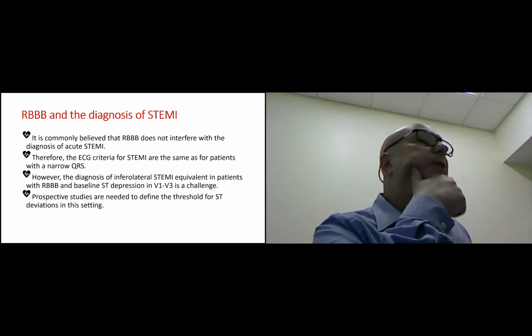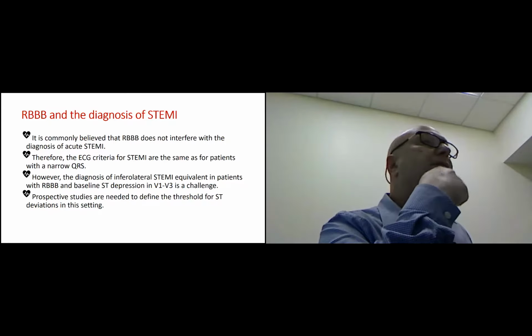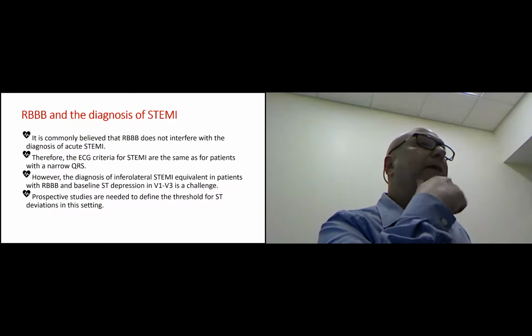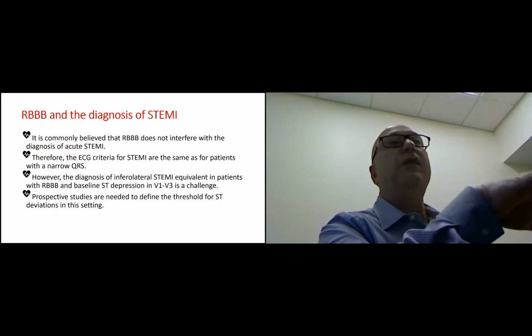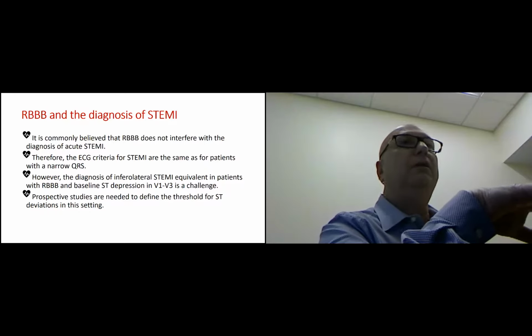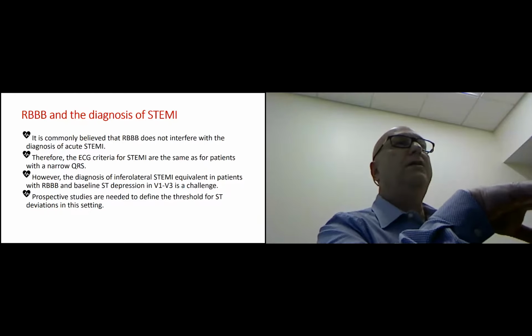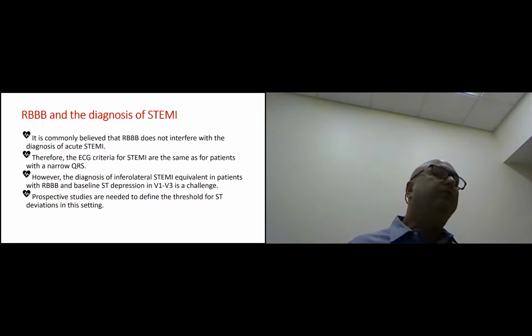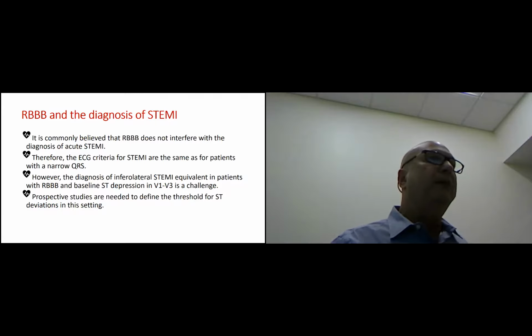So it is commonly believed, as I said, that RBBB does not interfere with the diagnosis of STEMI. And therefore, in the guideline, there is no change in the criteria for how to diagnose STEMI in patients with right bundle branch block. Now, the problem is, as I said and showed you already, that people with right bundle branch block tend to have ST depression in V1 to V3. How to diagnose STEMI in these patients, we don't have a clue.